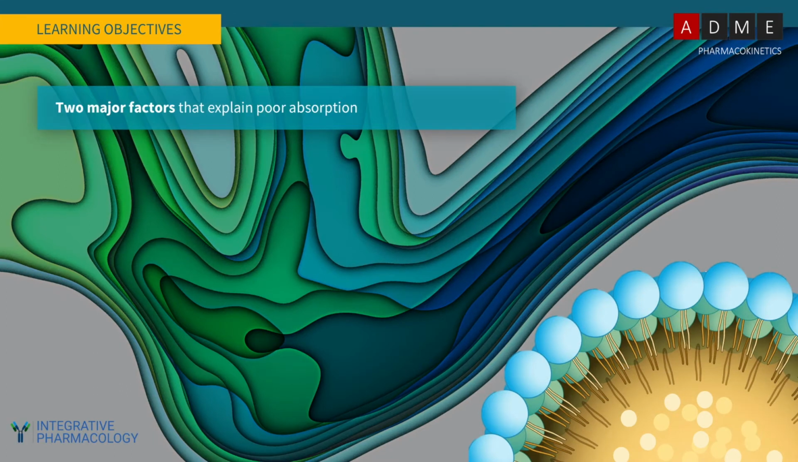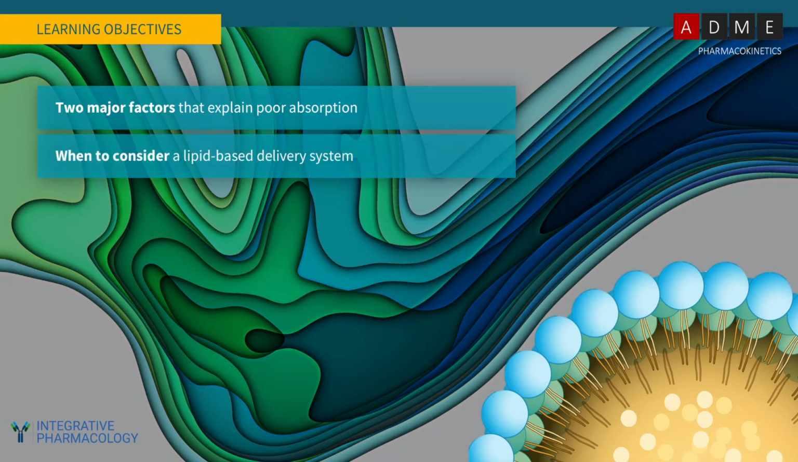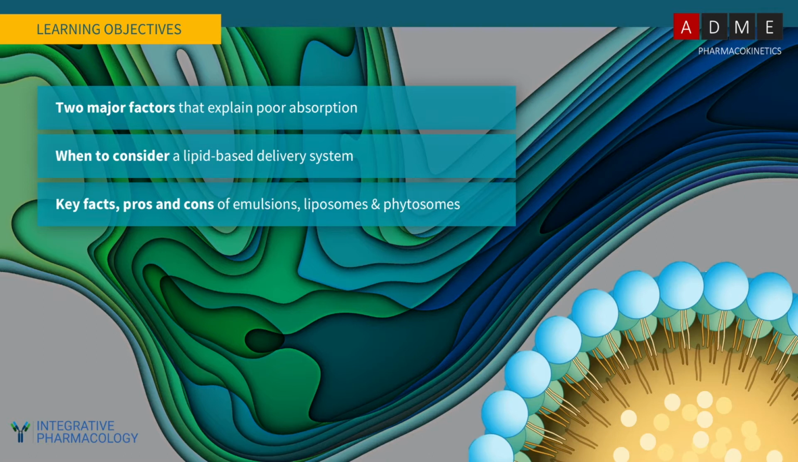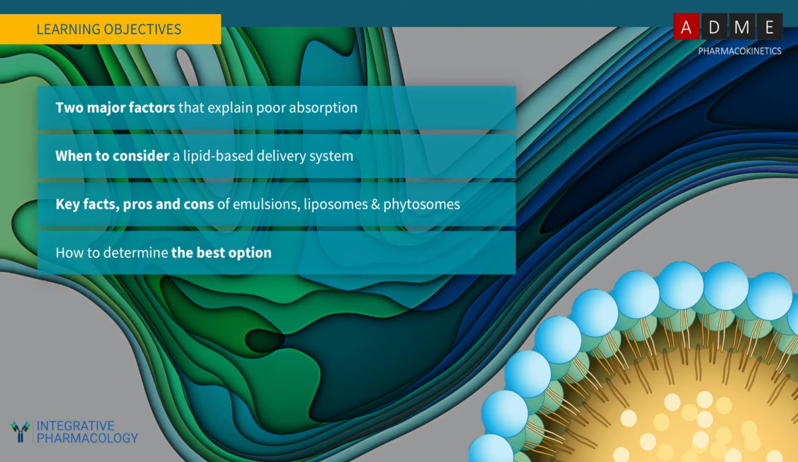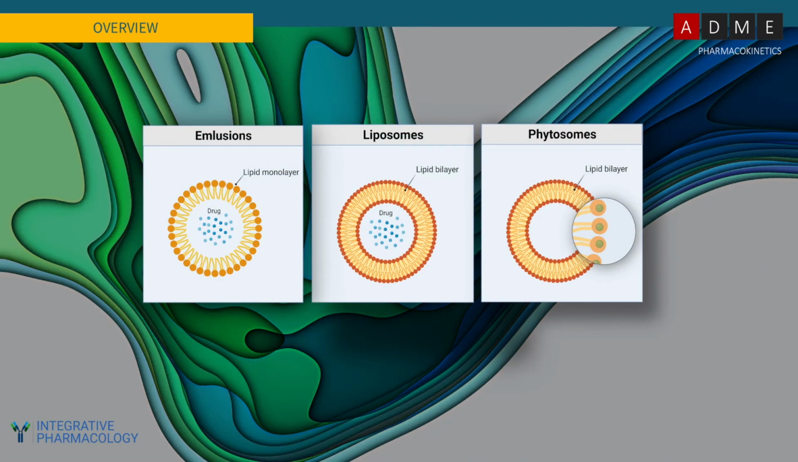First, we'll define two major factors that explain poor absorption. Then we'll talk about when to consider a lipid-based delivery system. We'll also review key facts, pros and cons of the different delivery systems. And of course, we'll talk about how to pick the best option. Don't get excited about that because you might be a little bit disappointed by the punchline.